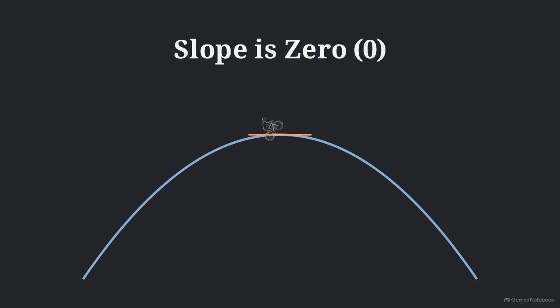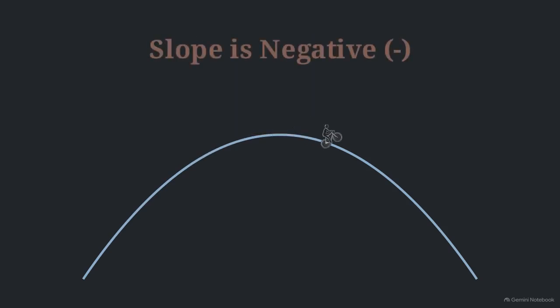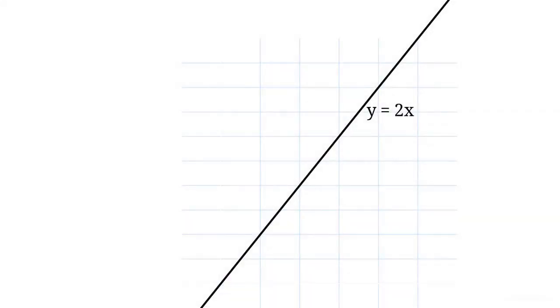Imagine you are riding a bicycle across a rolling landscape. When you pedal uphill, your slope is positive. When you crest the top, you are briefly perfectly flat with a slope of 0. And when you coast downward, your slope is negative.